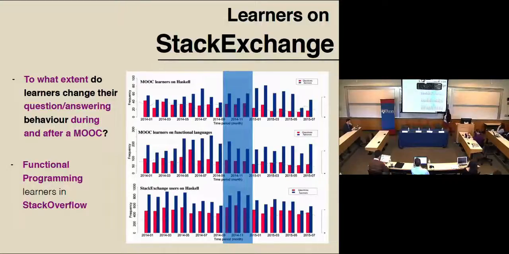Right? Here you can also see in the second graph that the same happened for functional languages in general, not just Haskell, the one language that was taught, but in general you can see that the trend is downwards. And just as a sanity check, we see that on average, across all the people on StackExchange, not our learners, this is not the case. So clearly, this course did have an impact on learners.